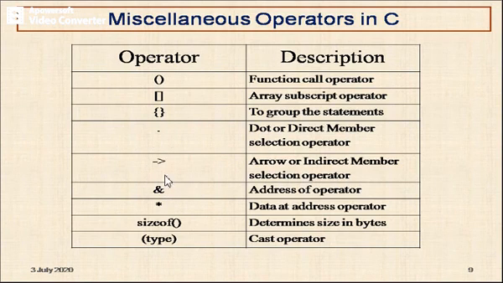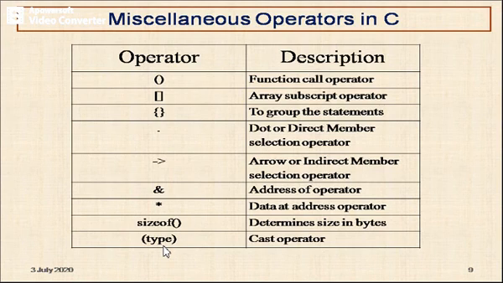Pointers. Then the sizeof operator will provide us the number of bytes of the data type. For example, sizeof int will provide 2 because it occupies 2 bytes. Sizeof float will give us 4, that is it will occupy 4 bytes. Sizeof double, the double data type will occupy 8 bytes, it will provide 8.